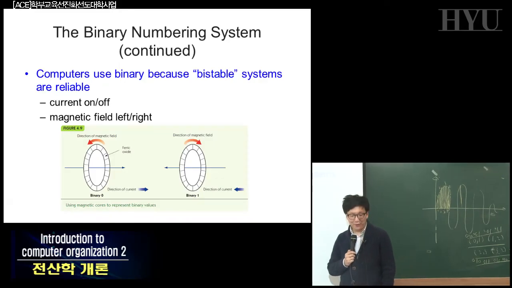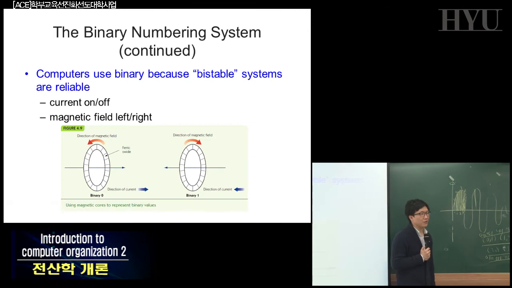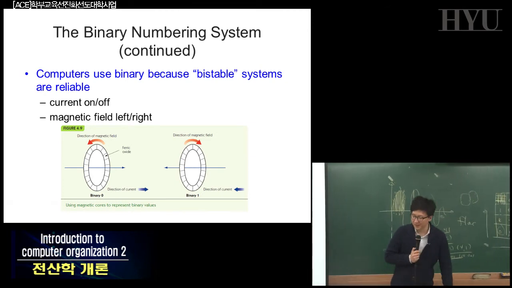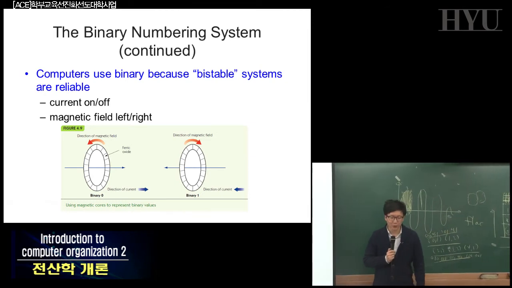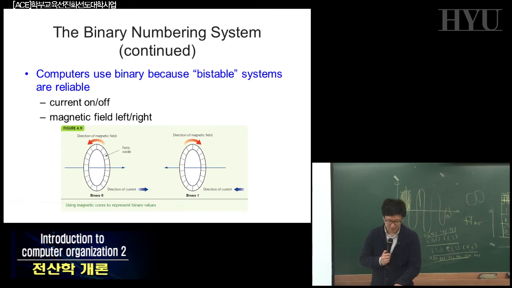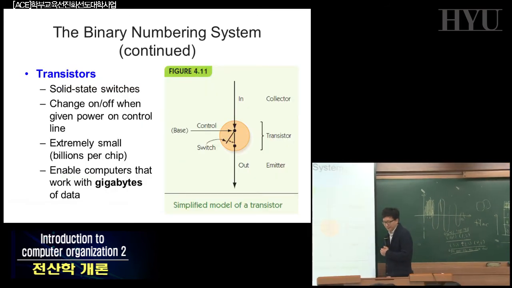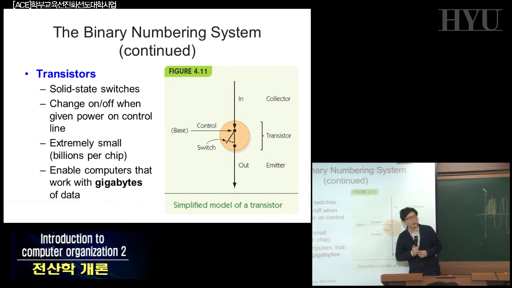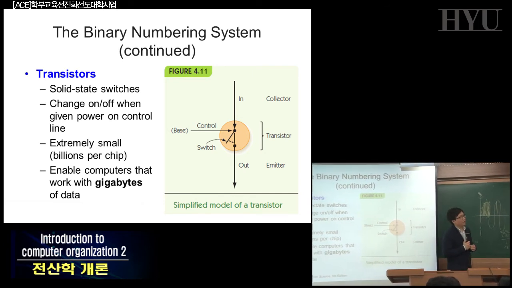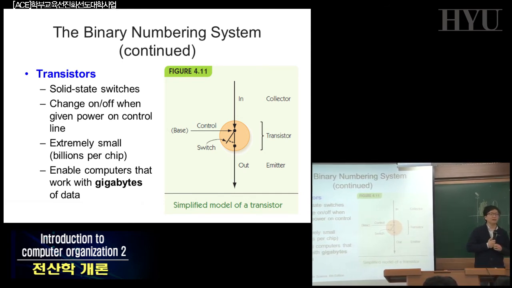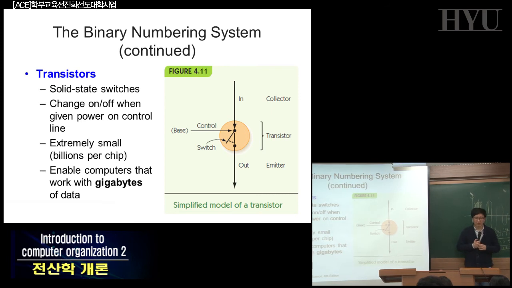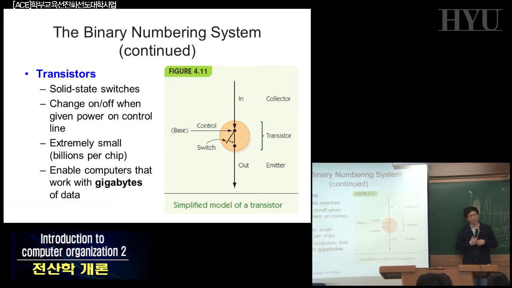Computers use a binary number system, relying on current on and off, 0 and 1. We discussed that already. Magnetic field, I don't know too much. Skip. So how can you build a circuit? We know everything has to be in 0-1 ways. If you actually try to build a circuit, what is the basic component? Again, current on and off, 0 and 1.